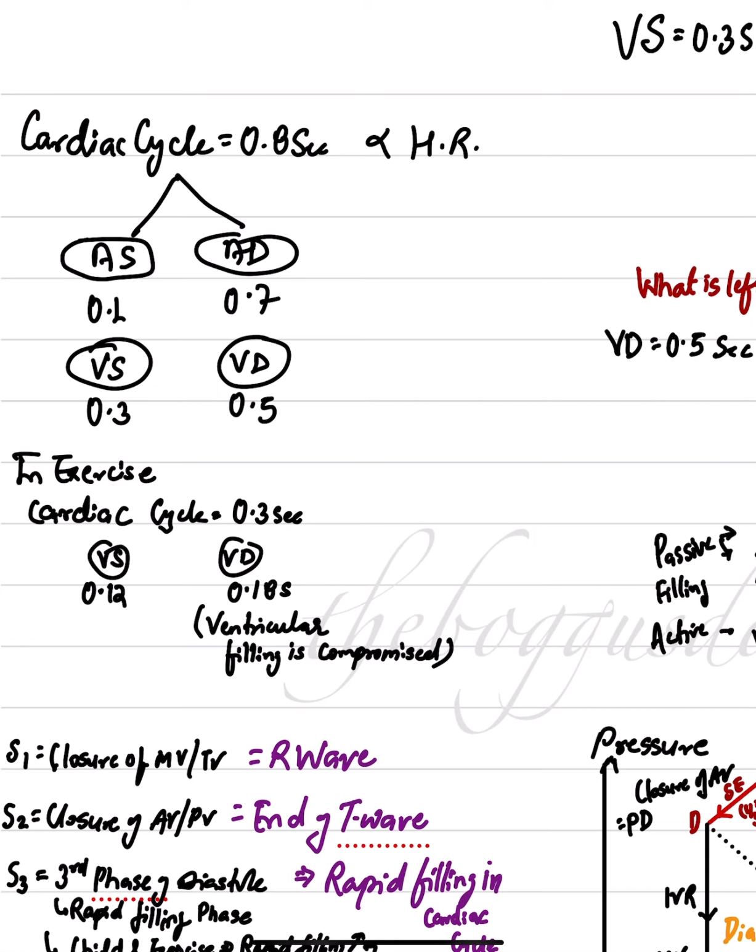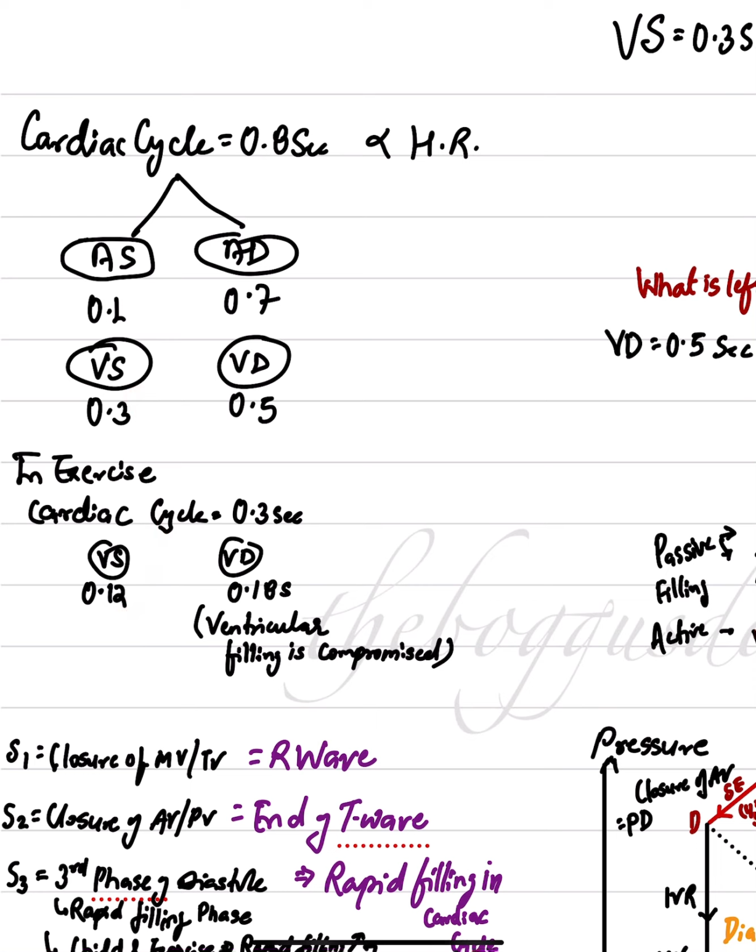So now we will discuss the cardiac cycle. The cardiac cycle is a total of 0.8 second and it depends on heart rate. Simply, atrial systole is 0.1 second and atrial diastole is 0.7 second. Ventricular systole is 0.3 second and ventricular diastole is 0.5 second. If we do exercise, the heart rate increases, meaning the cardiac cycle becomes shorter, only 0.3 second.